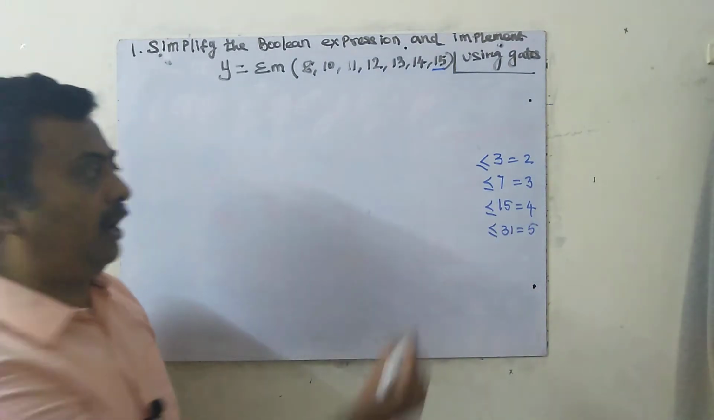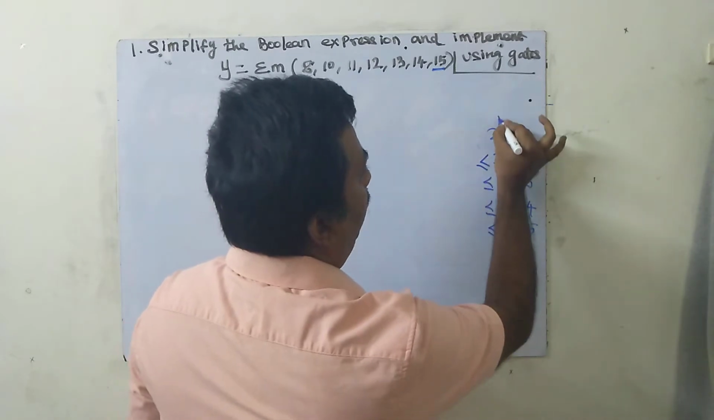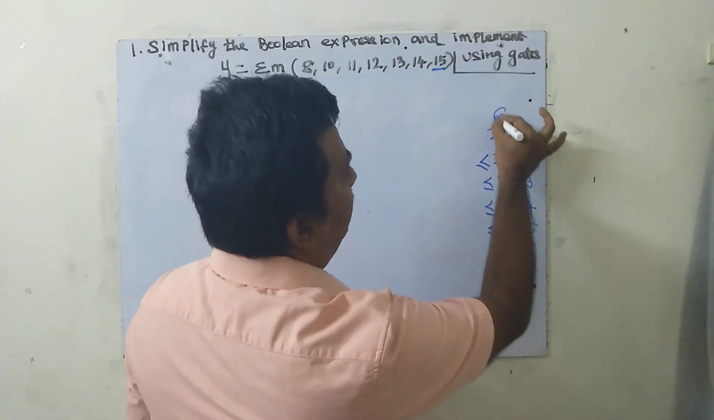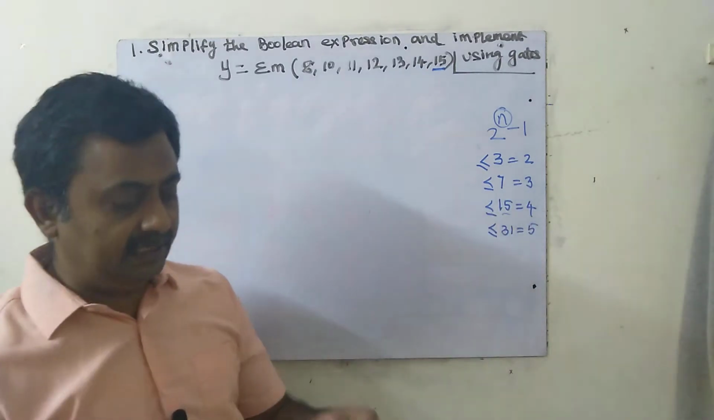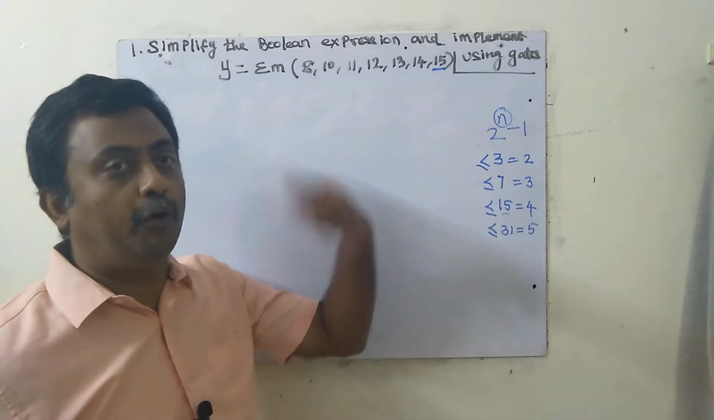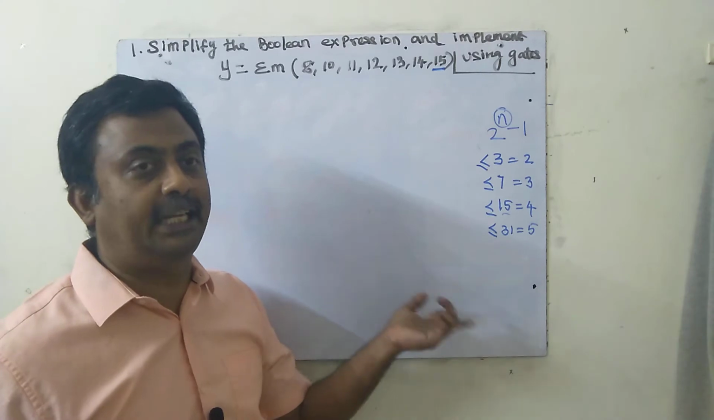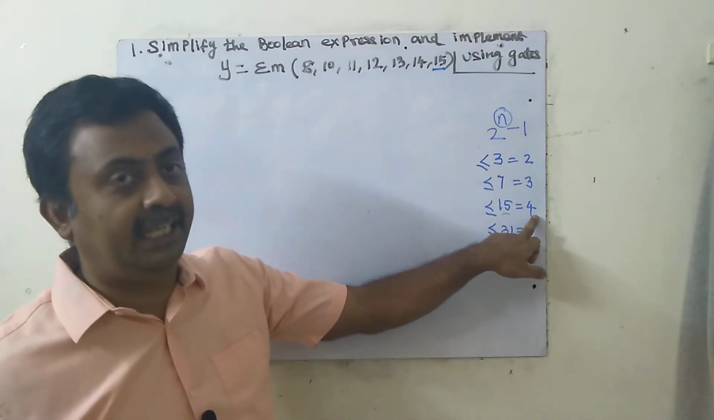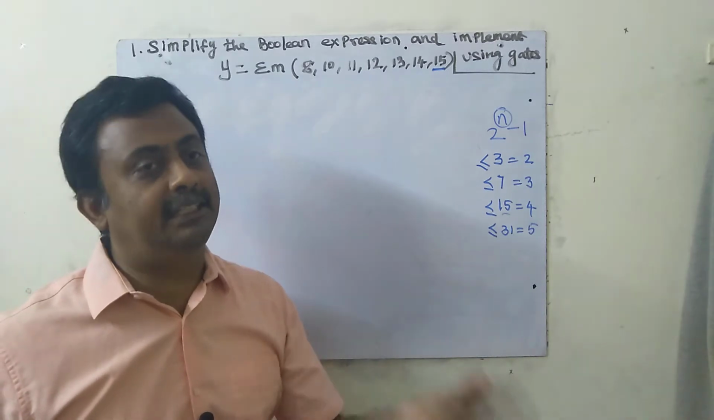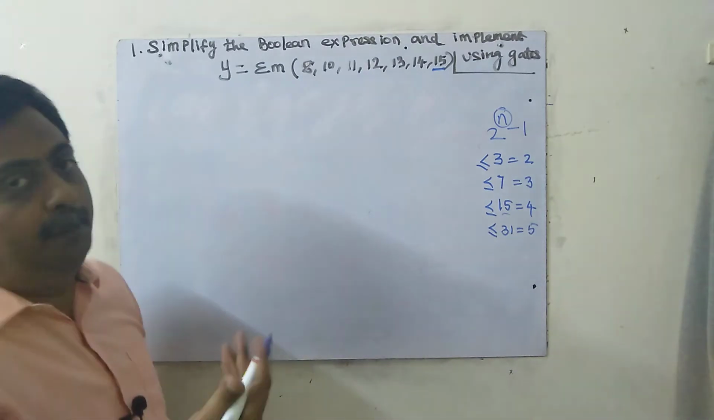The general term is 2 power n minus 1, where n is the number of variables or inputs. For example, if you take 15, 15 is 2 power 4 minus 1. 2 power 4 is 16, and 16 minus 1 is 15. So this is 15 or less than 15, and the number of variables is 4. What is meant by variable? Variable is nothing but input. So what are the inputs we can have?